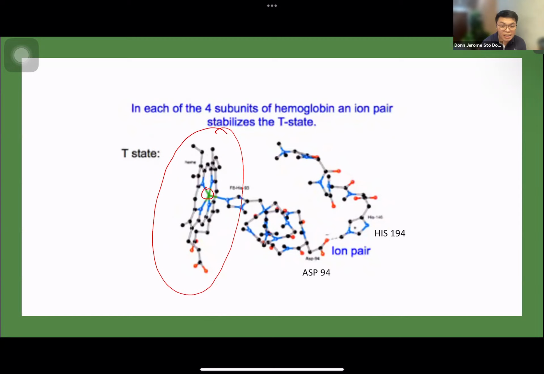Without oxygen, what's the state? P state. With binding of oxygen, oxygen would lift the iron at the center, putting it at the same plane as your heme, disrupting the ionic pair. When there is no ionic pair, what is the predominant type of hemoglobin? Relaxed form or taut form?